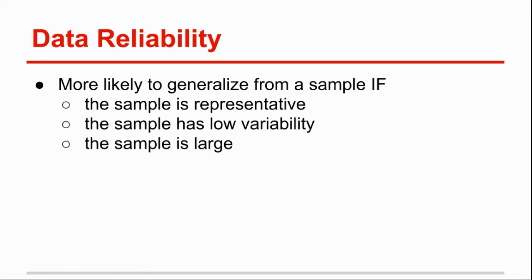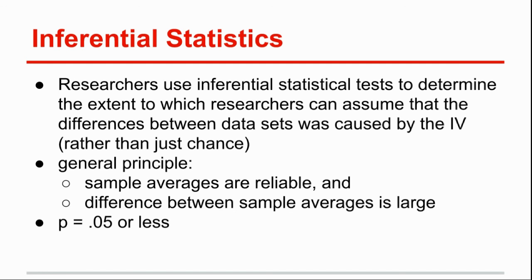So you're more likely to be able to generalize from a sample if the sample is representative. We've talked about that in a previous presentation. If the sample is truly representative of the larger population. As we just discussed, if the sample has a low variability, then that's better for reliability purposes. And then the larger the sample, the less likely it is that the results are really coming just by chance. And so therefore, the more reliable the data would be as well. So just some factors that can get into data reliability there.